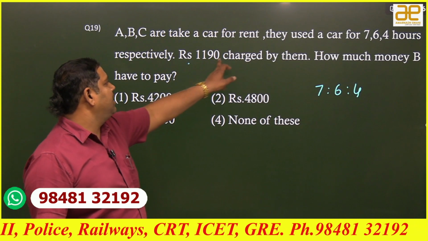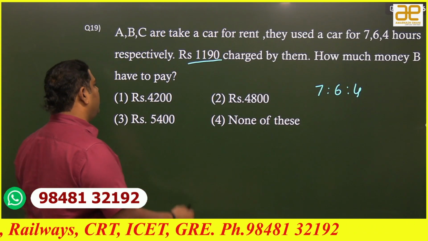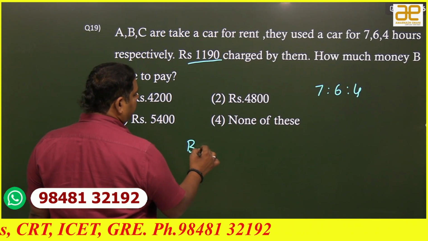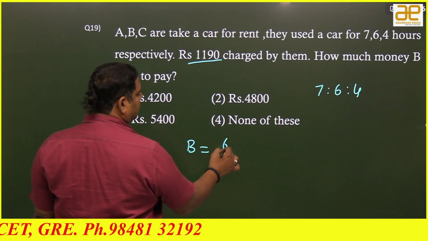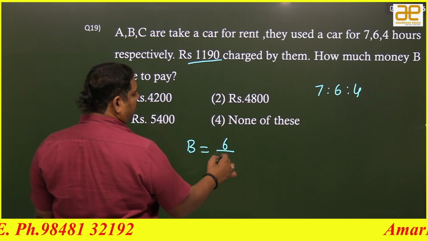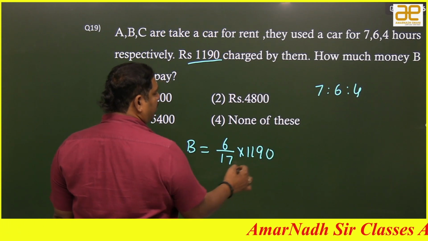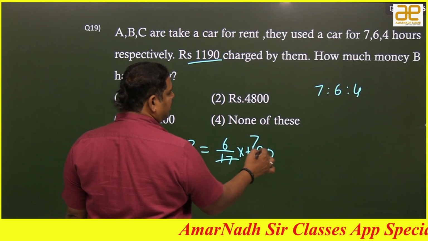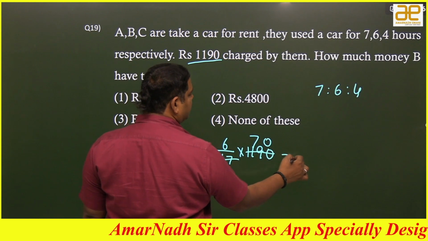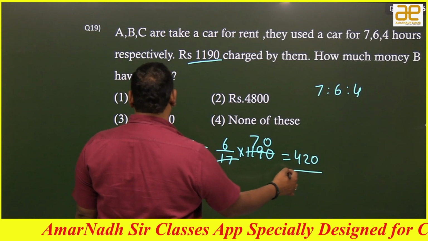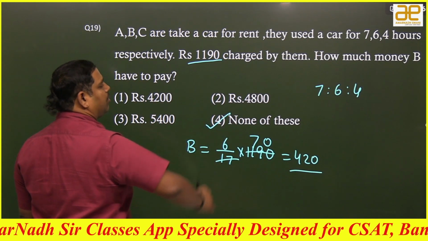Total rent is 1190. In that he is asking about the share of B. B means 6 parts out of 7 plus 6 plus 4 is 17, into 1190. 17 ones, 7s and having 0. 70 into 6 is how much? 420. So, what is the answer? None of these is the answer.